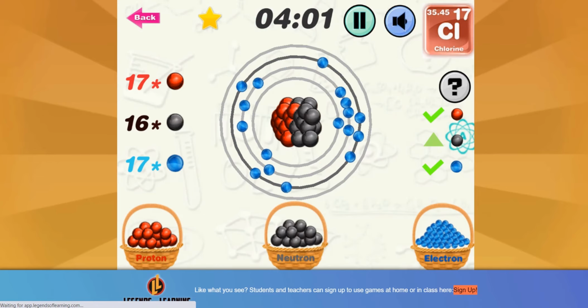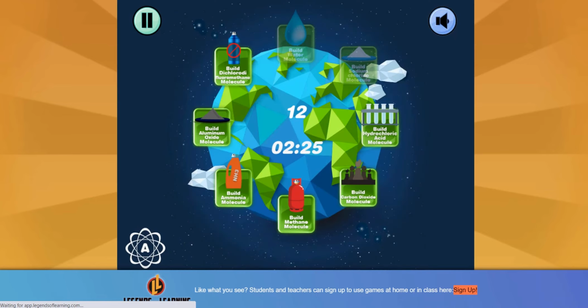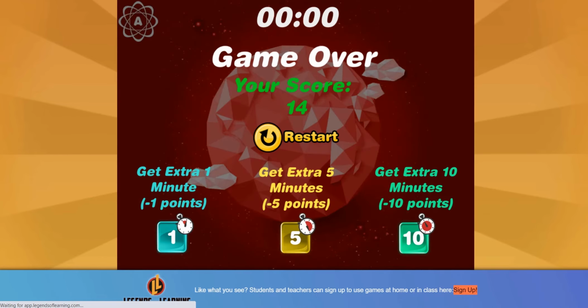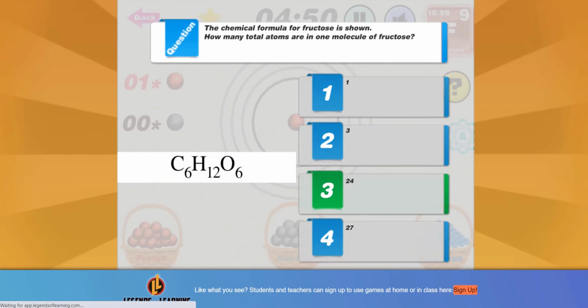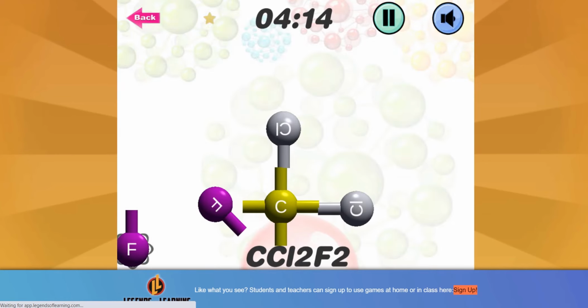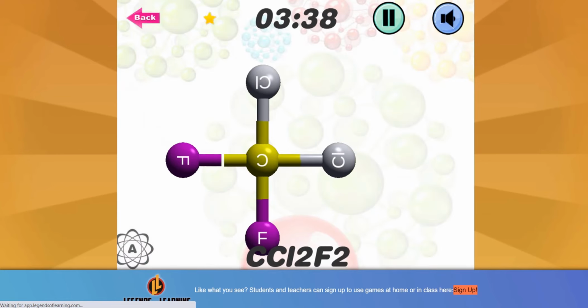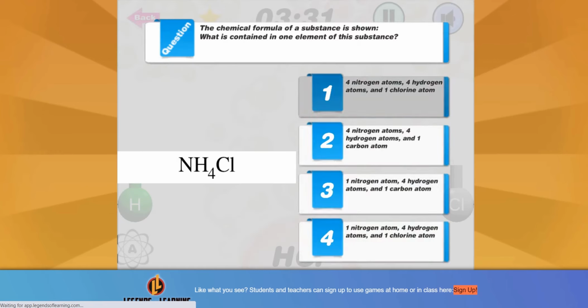There are different levels of difficulty to help you improve your science skills in atoms and elements. Answer questions correctly to progress to higher levels. You'll be challenged with different questions as you progress through the game.